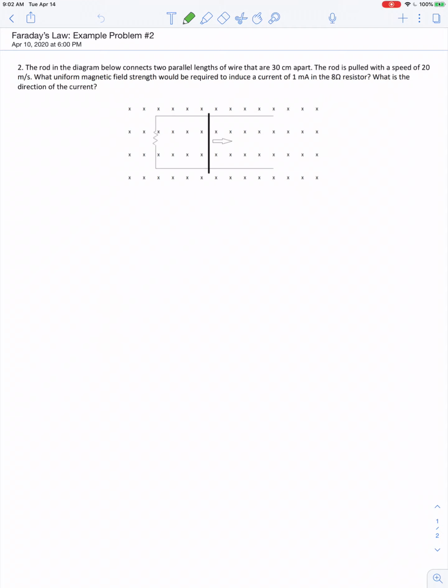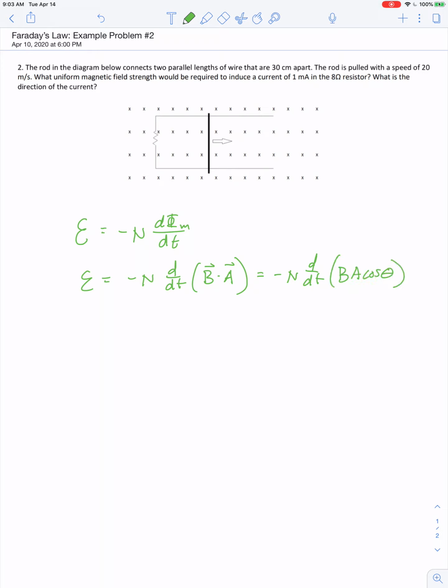So here's another problem involving Faraday's law. Induced voltage is equal to negative N times the rate of change of magnetic flux. So that means induced voltage is negative N times d/dt of the dot product of magnetic field and area, which means it's negative N d/dt of B times A times cosine theta.